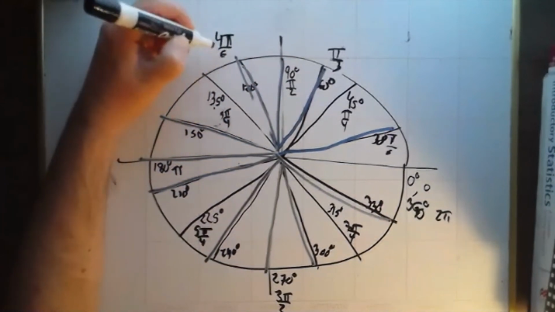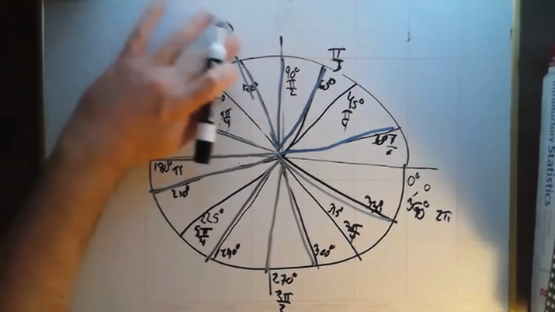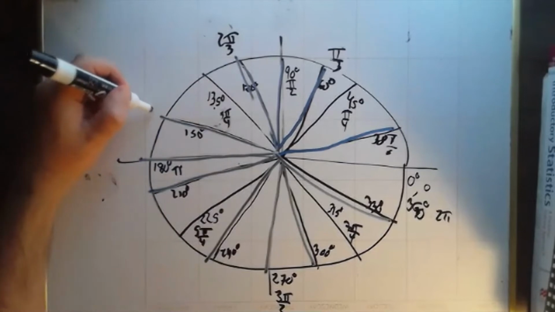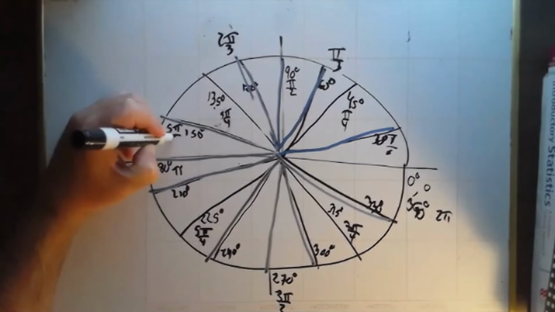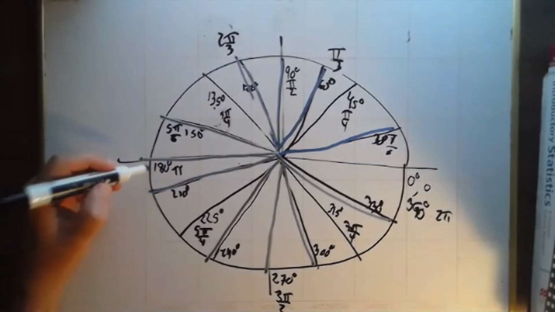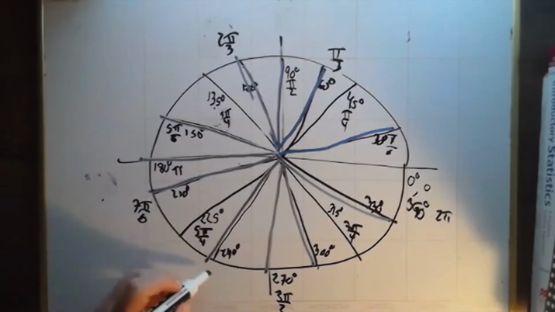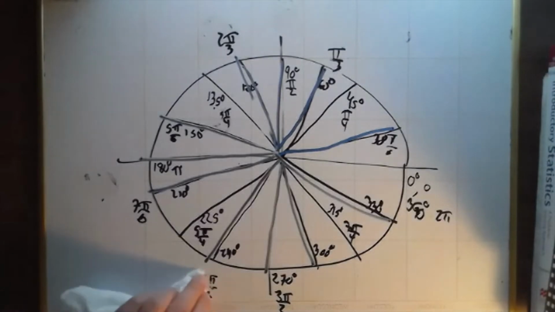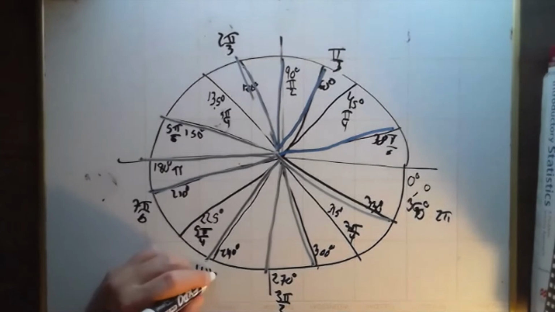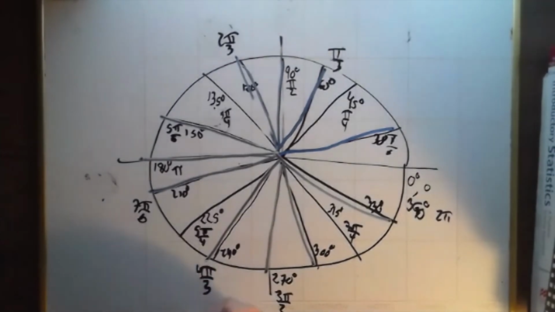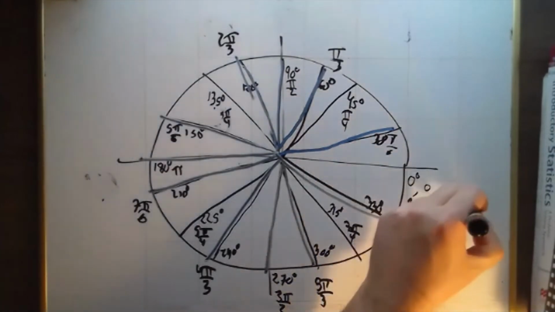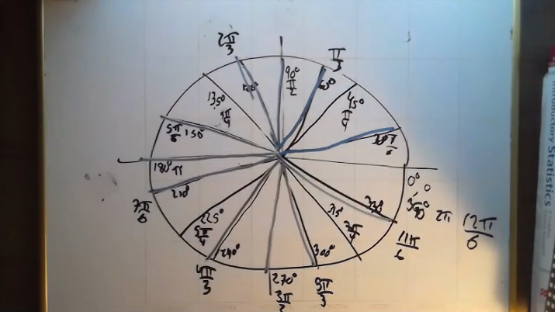4/6. That one reduces. That's 2π/3. So that was 4/6. This would be 5π/6. 6π/6. That's just pi. 7π/6. 8π/6. That one will reduce. 2 goes into 8 and 6. So that would be 4π/3. So that was 8/6. 9/6 I already had. 10/6 would reduce. 5π/3. 11π/6. And then over here would be 12/6, but that's just 2. 12 divided by 6 is 2.